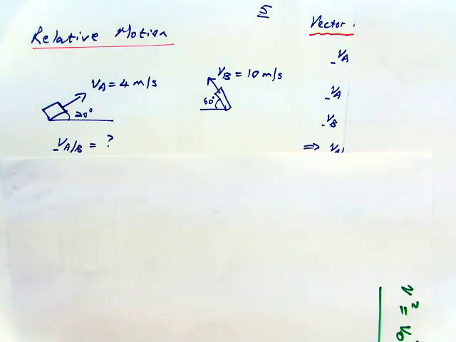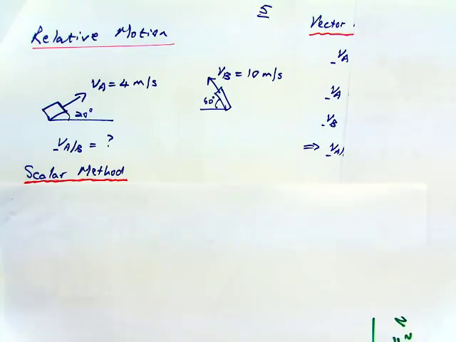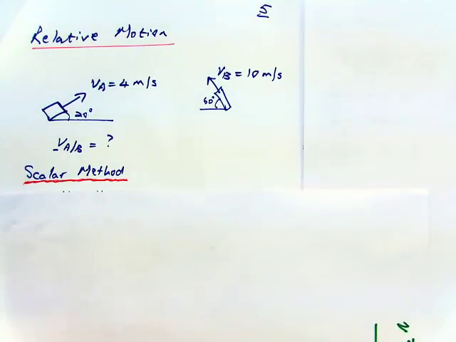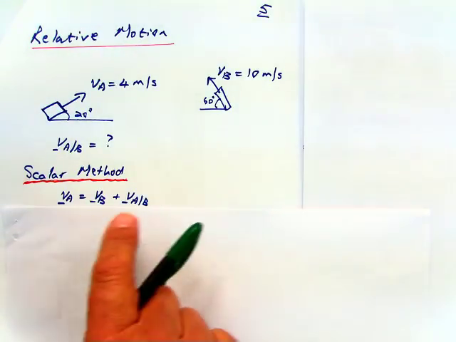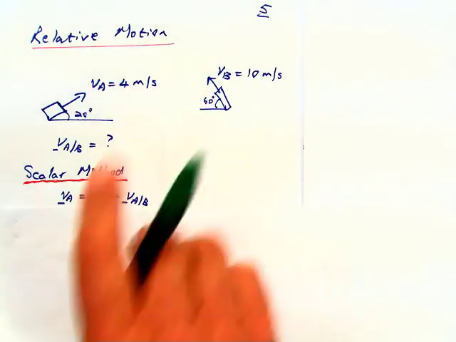Now, when you do a problem in relative motion, it's important to always write down some relative motion equation. Don't just think what I'm going to do. Start with writing down the equation. Now there are two methods you can follow. One is what we call the scalar method. That is when you make a drawing of these velocities.